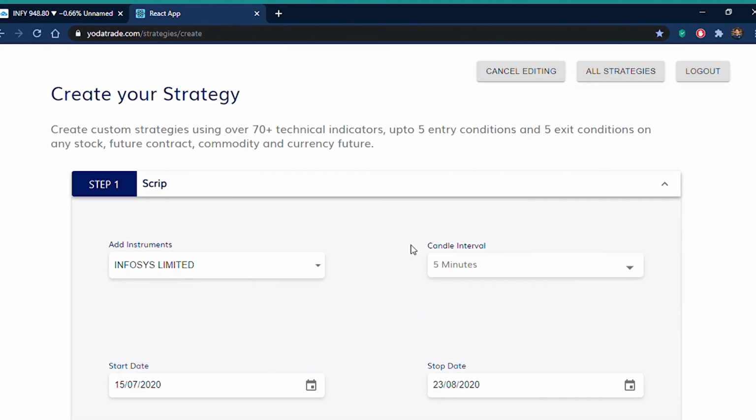This was a short tutorial on how to come up with a crossover strategy and deploy it on the YodaTrade website.